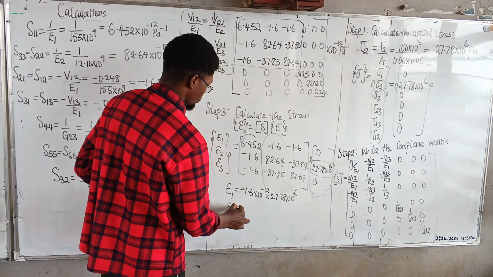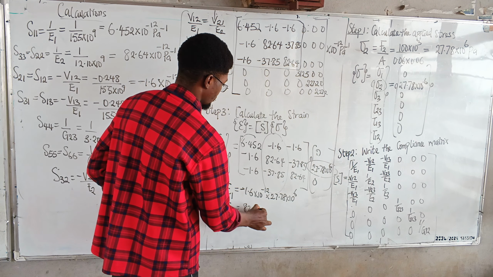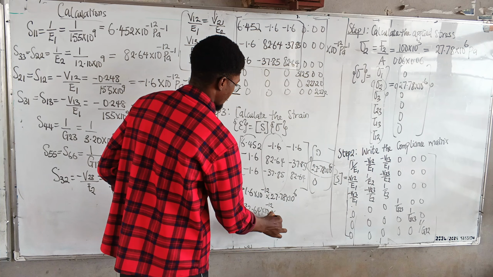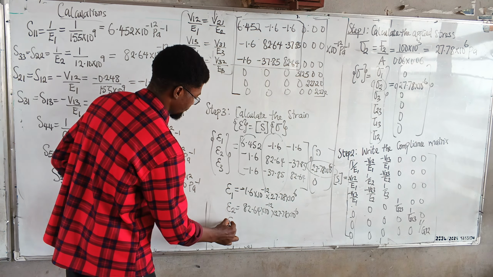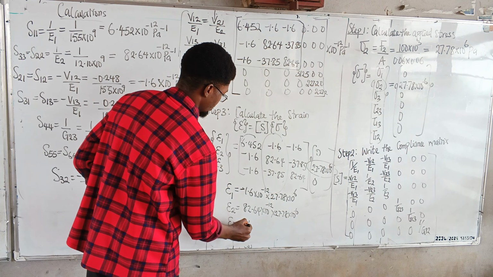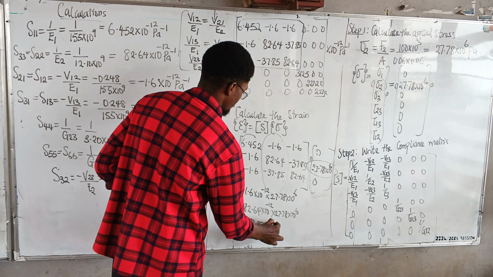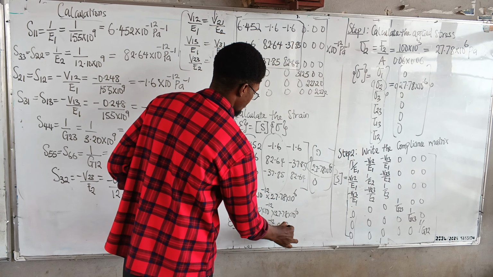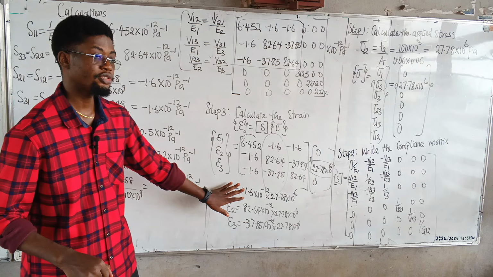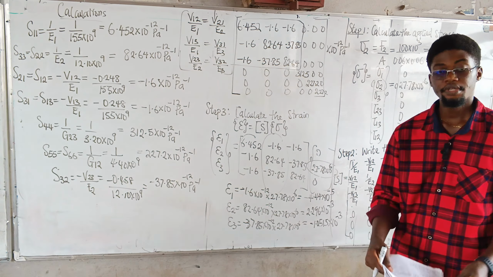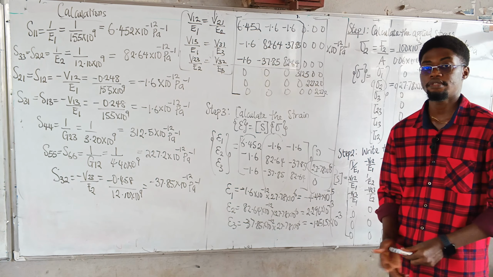So E2 will be what? This one times this one, 82.64 times 10 raised to power minus 12 times 27.78 times 10 raised to power 6. Then finally, E3 will be what? Minus 37.85 times 10 raised to power minus 12 times 27.78 times 10 raised to power 6. So if you do all this correctly, you will have all this.